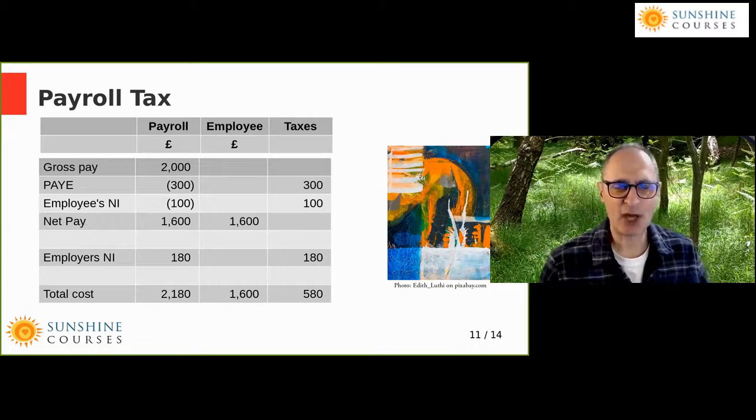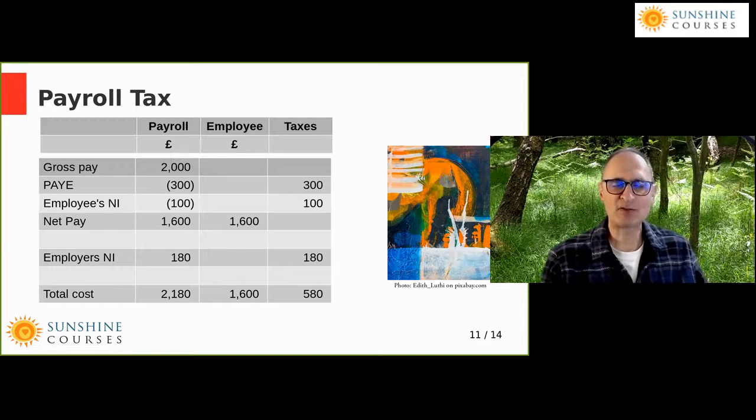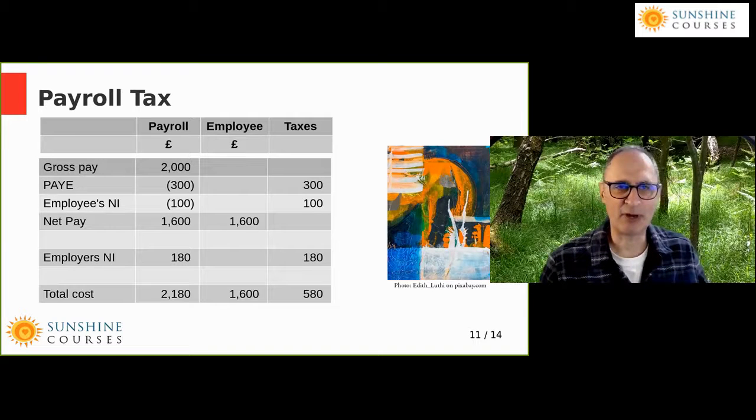Unfortunately, there's an additional tax over and above, which is due not on the employee, but due on the employer. So if you employ somebody in the UK, the employer additionally pays a payroll tax called Employer's National Insurance to the government over and above the £2,000 that it pays in salary. And again, that £180 gets sent straight to the Inland Revenue. So the total cost to the company or to the employer is £2,000 salary plus the £180 national insurance it has to pay. The total cost is £2,180.